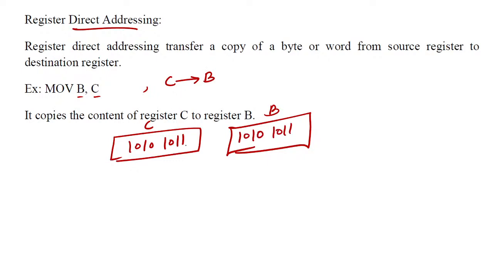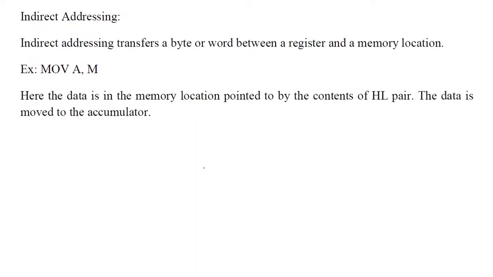That means it is a simple copy operation. Move operation is nothing but a copy operation in the 8085 microprocessor. Indirect addressing mode means that the indirect address will be given in the instruction. For example, we have MOV A, M. Here the data is in the memory location pointed to by the content of the HL pair. The data is moved from there to the accumulator.